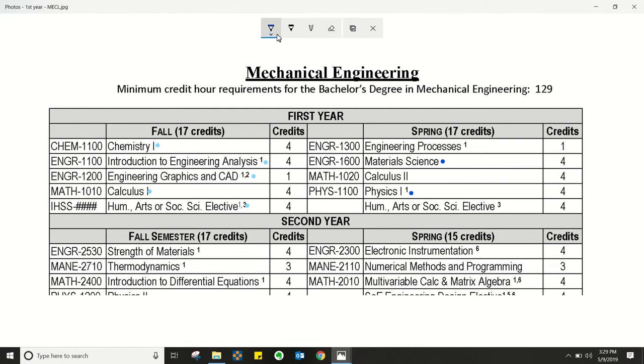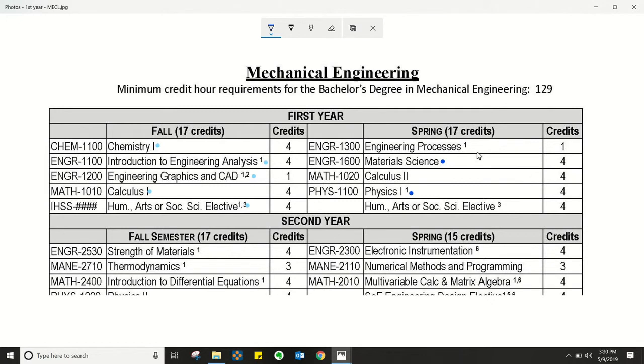Next is Engineering Graphics and CAD. This is a 1-credit course students typically complete within their first year. In the event that this course does not work with your schedule, or if the course is full, it is acceptable to enroll in Engineering 1400, Engineering Communications, as a substitute, and it is referenced in the footnotes on the lower half of the template. However, the department does prefer Engineering 1200 in place of Engineering 1400.